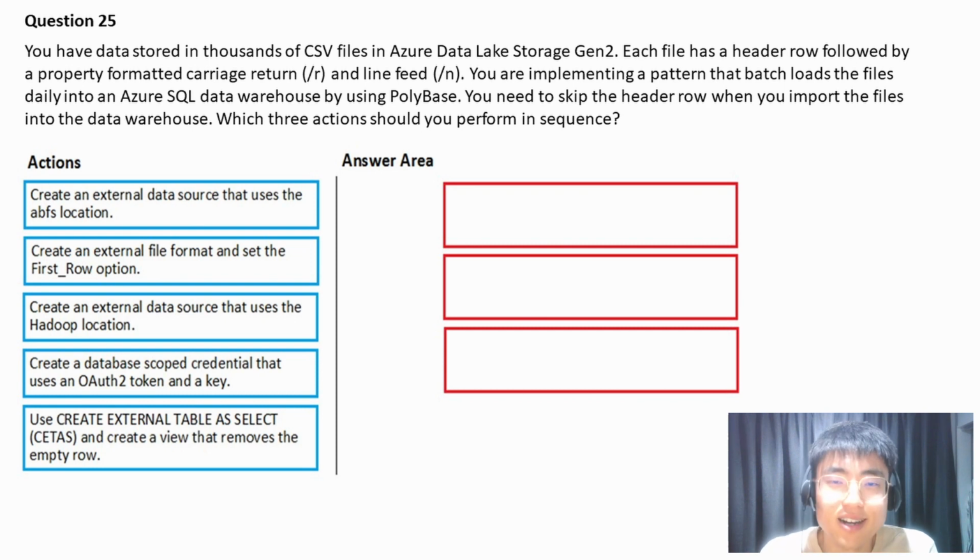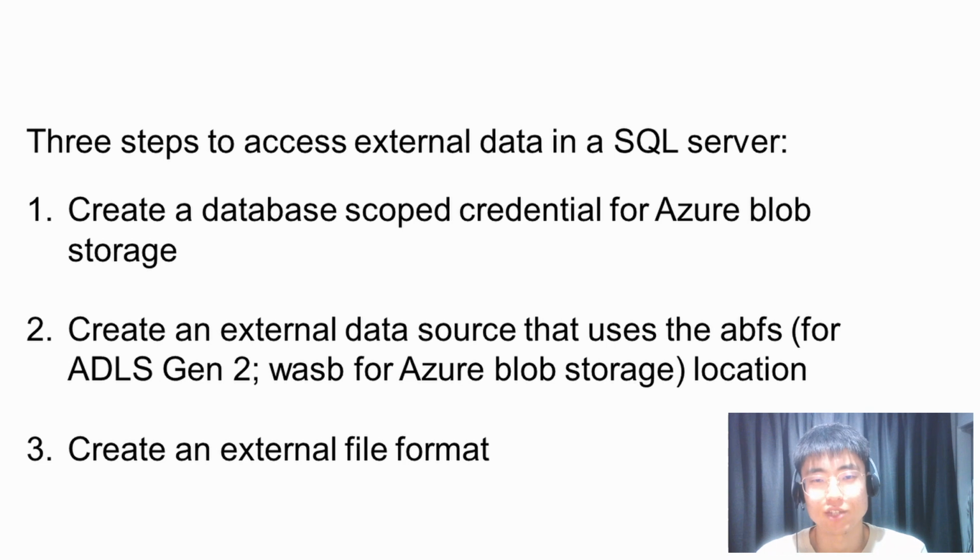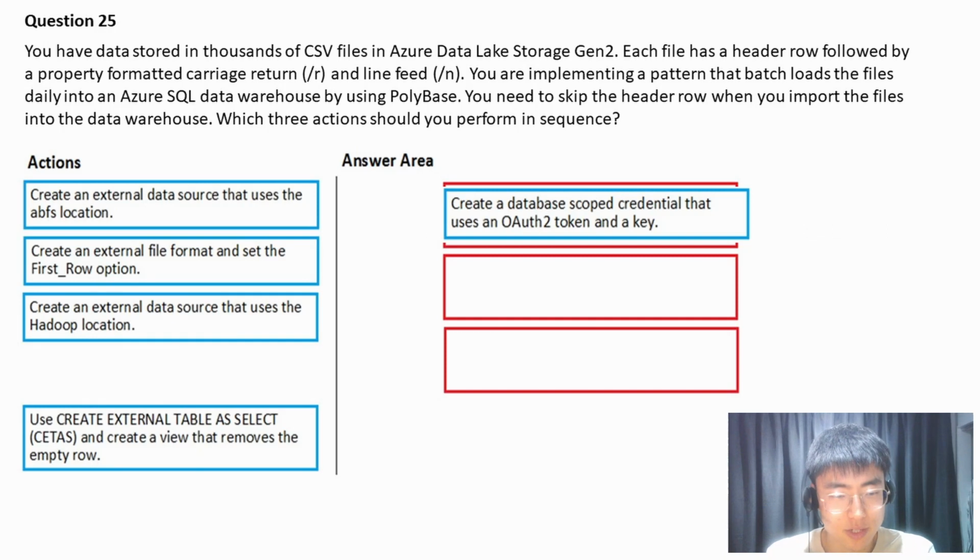The question is about accessing external data from a SQL server. Just like creating an external table on a serverless SQL server, we just have to remember these steps. So sorry guys, but we just have to remember it for the certificate. The good thing about it is the steps are quite similar to the steps for creating an external table. The first step is to create a database scoped credential for Azure Blob Storage. The second step is to create an external data source, and the third step is to create an external file format.